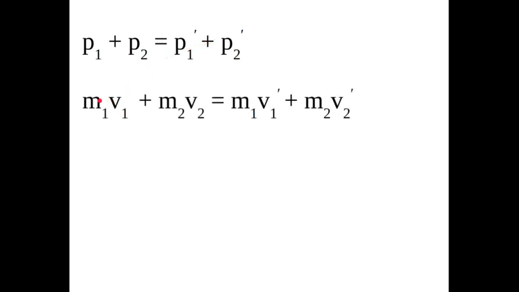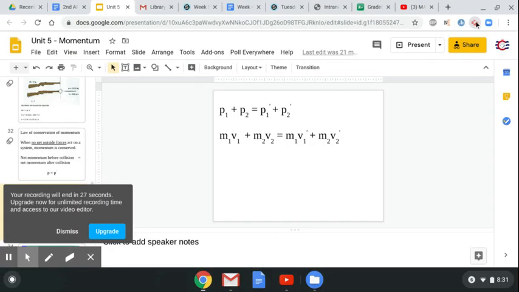Or substituting in for each of those, how do you find those? Mass 1 times velocity 1 before plus mass 2 times velocity 2 before is equal to mass 1 times velocity 1 afterwards plus mass 2 times velocity 2 afterwards. Whew, that's a lot. All right, let's stop this now.